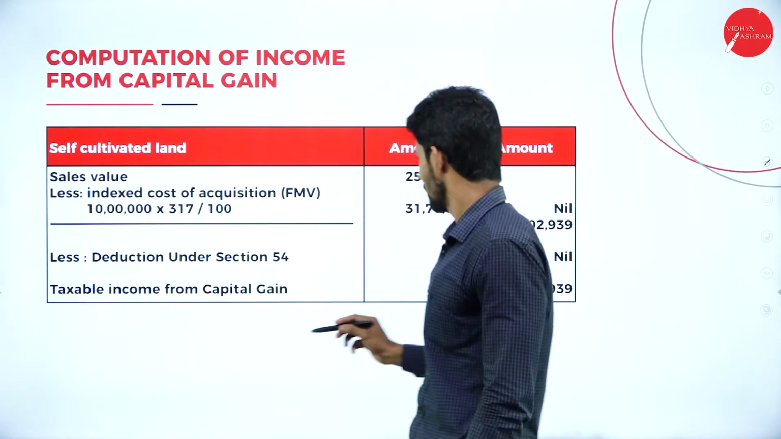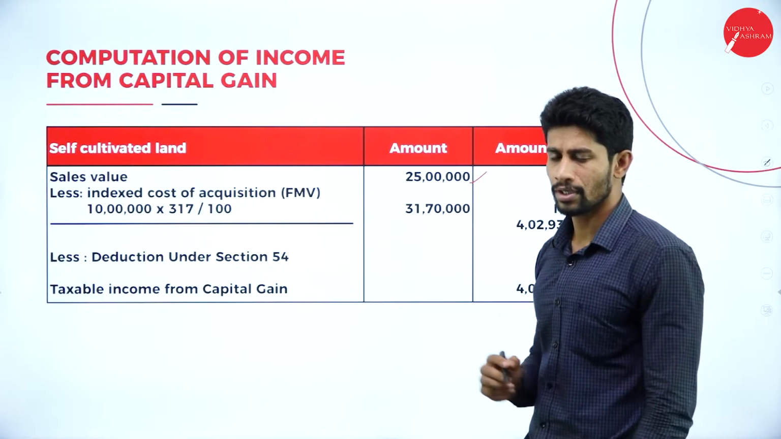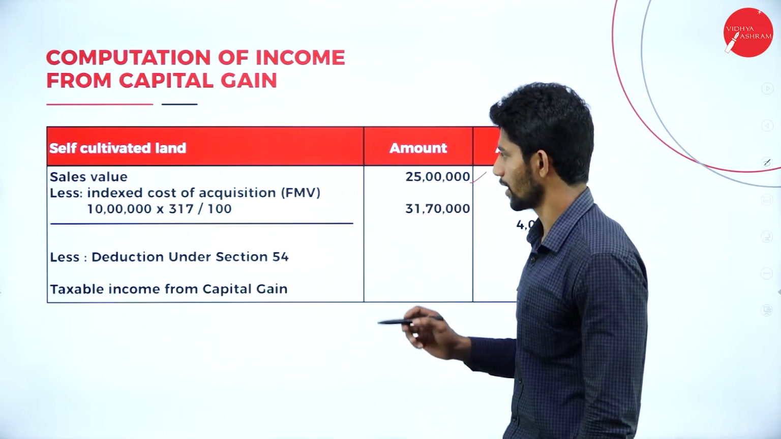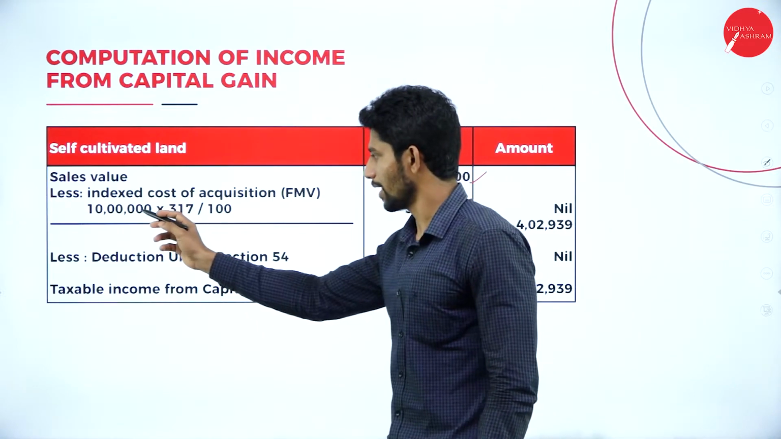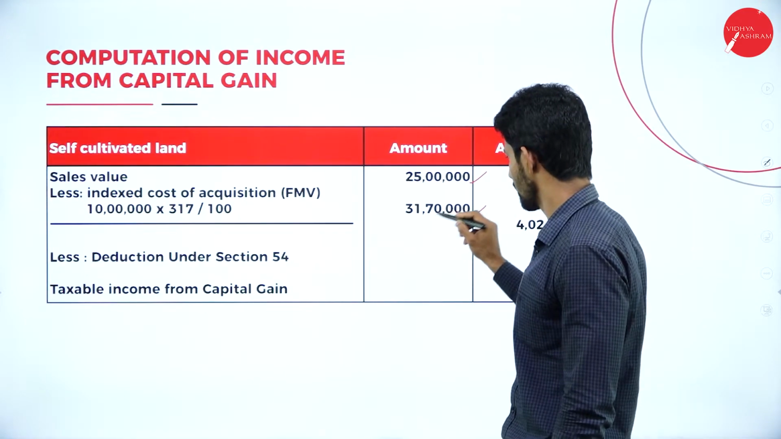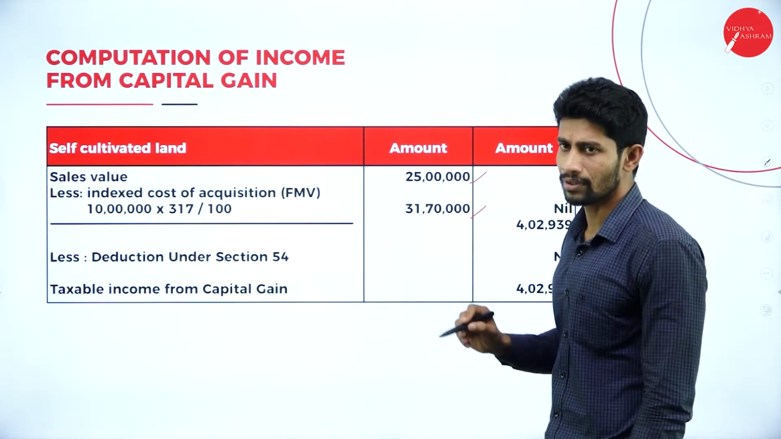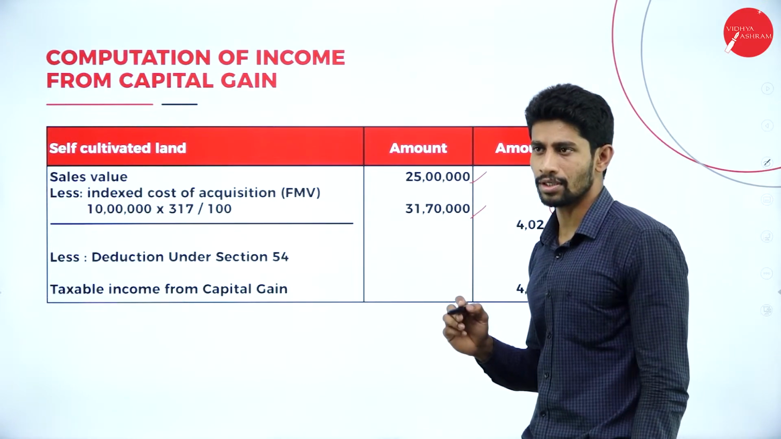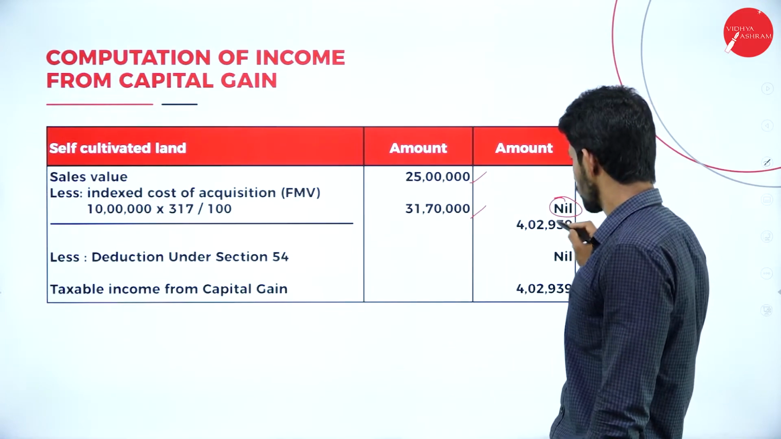So moving on, self-cultivated land. So sales value is rupees 25 lakhs. The government acquired it by paying 25 lakh rupees. So sales value is 25 lakh less indexed cost of acquisition. Here we are supposed to take the fair market value. So 10 lakh into 317 divided by 100, you will get 31,70,000. So indexed cost of acquisition is more than the sales value. Then here the taxable value comes to nil.